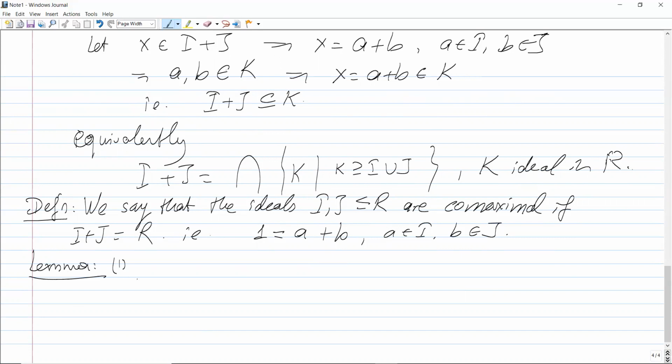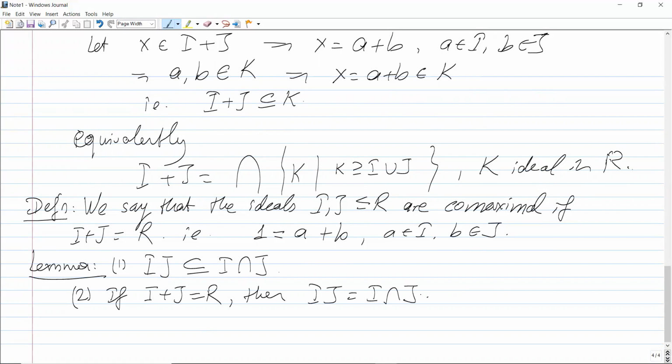The first property is that, suppose I and J are ideals in a ring, then I times J is always inside I intersection J. And the second is that, if I and J are comaximal, then I times J is equal to I intersection J. Okay.